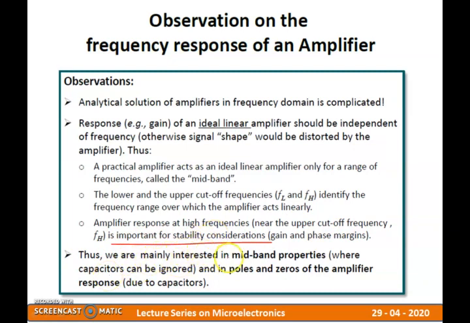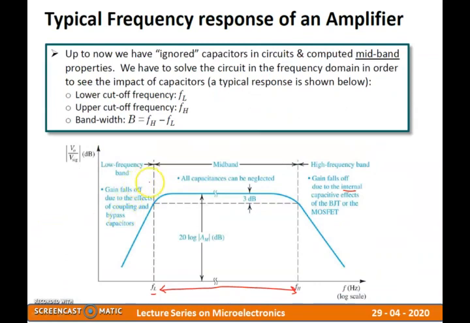Thus we are mainly interested in midband properties, where capacitors can be ignored, and the poles and zeros of the amplifier response, that is the impact of capacitors, can be reduced to 0. Which means this is the band where, if I operate, there will be no impact of capacitance and I can ignore all the effects of capacitance. But if I am operating in the regions outside it, then definitely I need to consider the impact of all the capacitances that are implicitly present in the MOSFET and that are explicitly attached in the circuit.